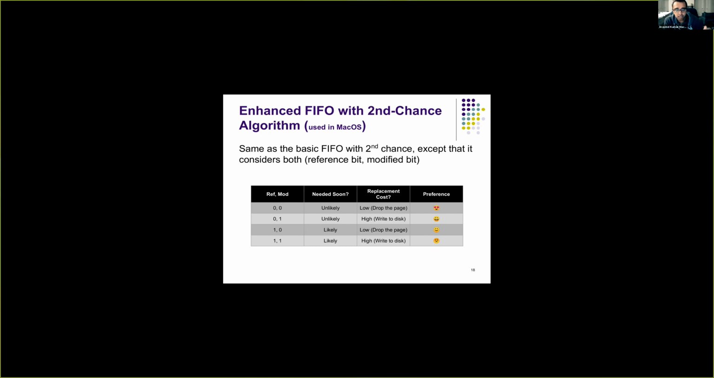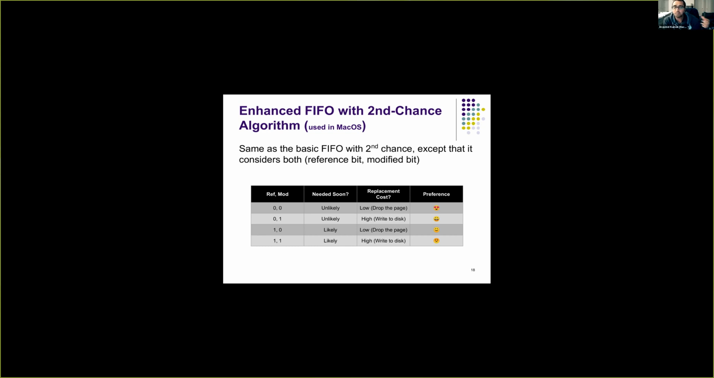So here, let's say the case when reference bit is 1 and modified bit is 0. This says that the page is highly likely to be needed soon because reference bit is set. However, to replace the page, the cost is less because we don't need to write the page back. So the gist of this algorithm is we would like to prefer a page that is highly unlikely to be used and has low replacement cost. That means when both reference bit and the modified bit, or dirty bit, are both zero.